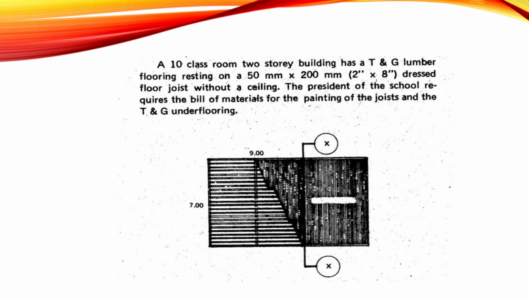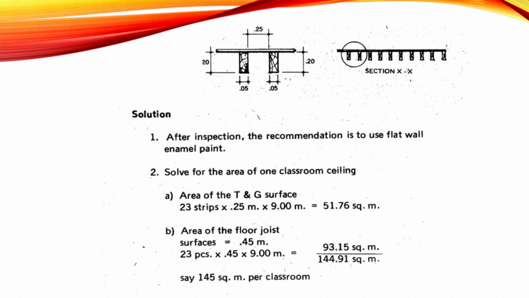For example number 2, a 10 classroom 2-story building has a T&G lumber flooring resting on a 50 mm by 200 mm dressed floor joist without a ceiling. The president of the school requires the bill of materials for the painting of the joists and the T&G underflooring. So after the inspection, it is recommended to use flat wall enamel paint. Now first, we solve for the area of one classroom ceiling.